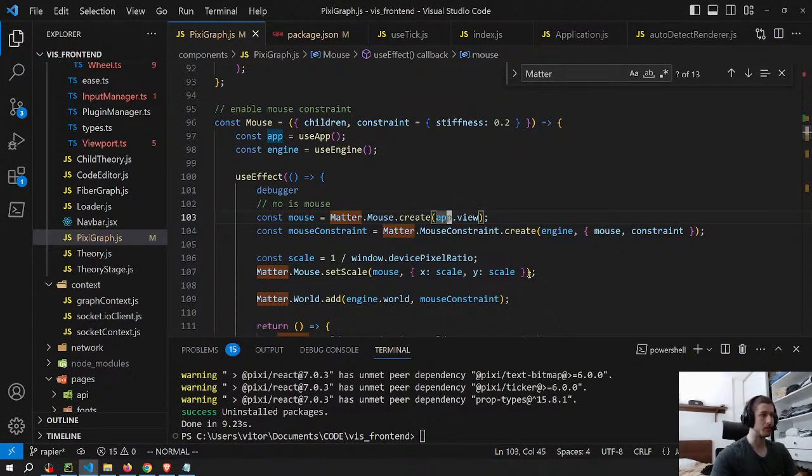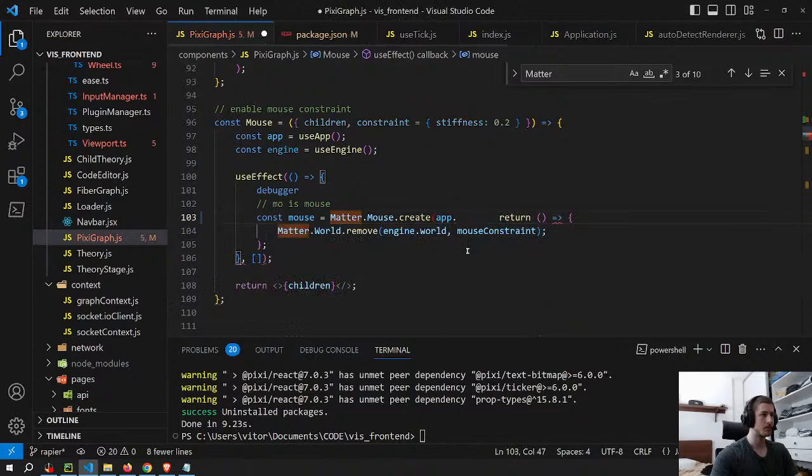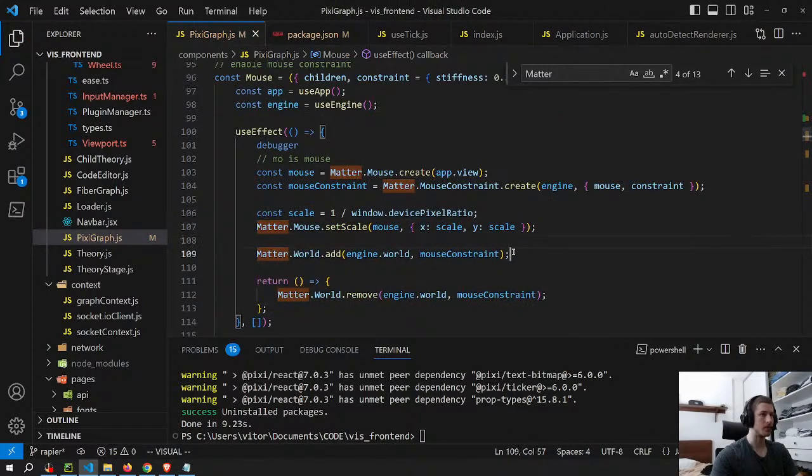This stuff I'm gonna remove. It's probably gonna be different. The fuck?